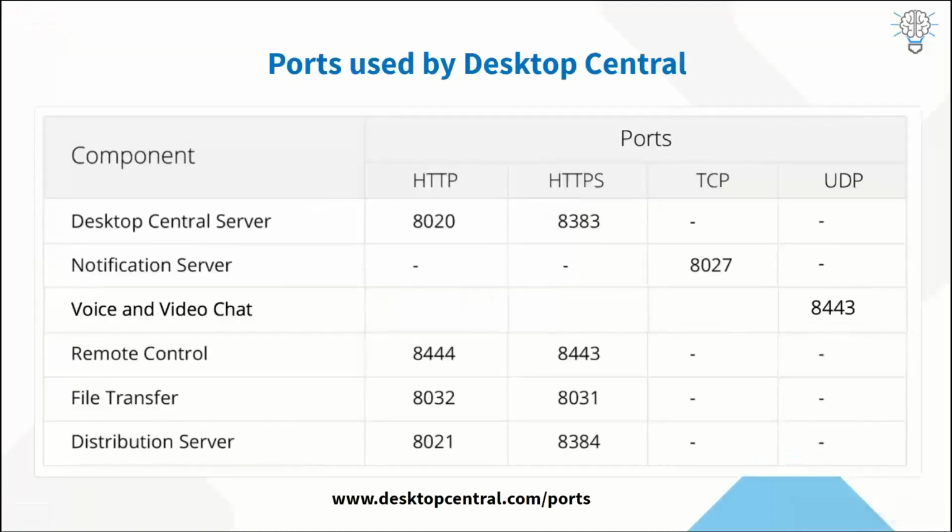Now let's quickly take a look at how communication takes place between the server and the agents. For effective communication, the following ports need to be open. If the firewall is blocking any of these ports, we will let you know on the product home screen so that you can exclude these ports.